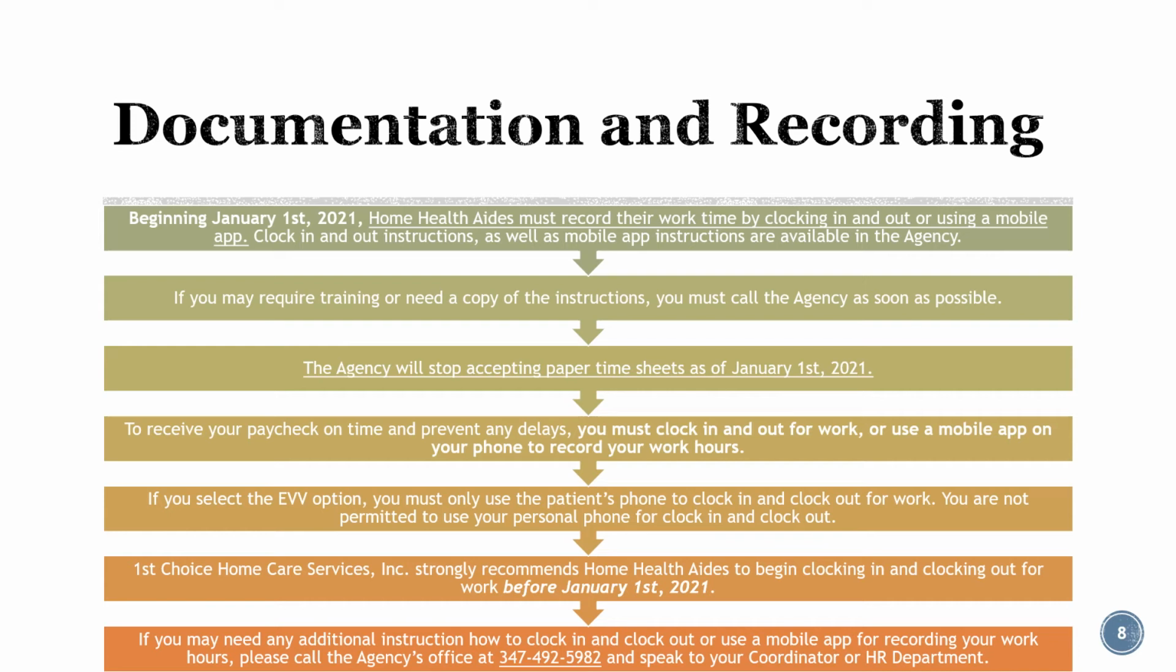First Choice Home Care Services, Incorporated strongly recommends home health aides to begin clocking in and clocking out for work before January 1, 2021. If you may need any additional instruction on how to clock in and clock out or use a mobile app for recording your work hours, please call the agency's office at 347-492-5982 and speak to your coordinator or HR department.